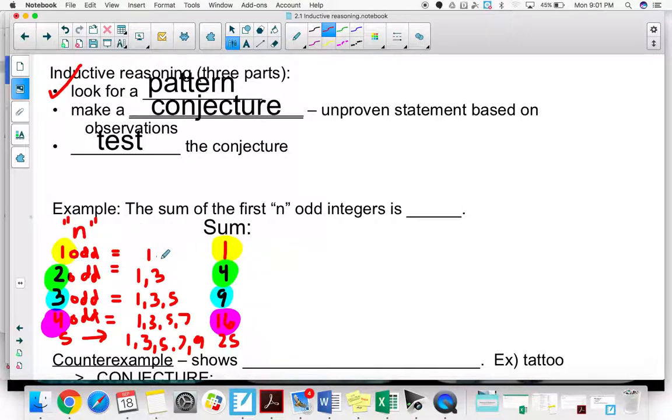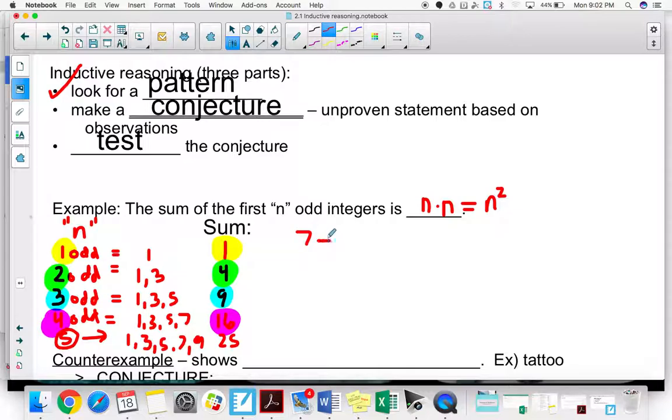Well, if you notice, basically each set of numbers got multiplied by itself. So if I have n odd integers and I add them up, the total is just n times itself. In other words, if there's 3, 3 times 3 is 9. 4 times 4 is 16. 5 odd numbers, 5 times 5 is 25. So if we want to write that a little bit cleaner, we could just say that's n squared. And that's the conjecture.